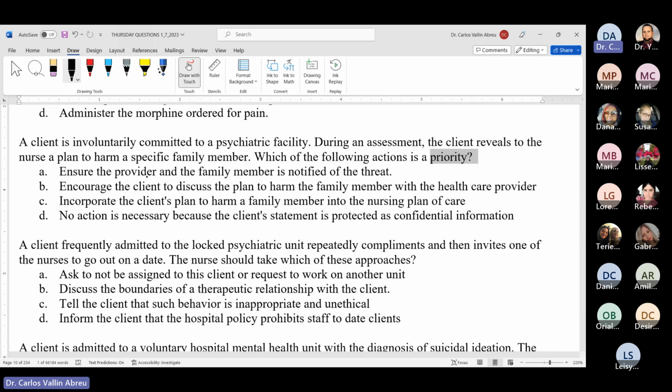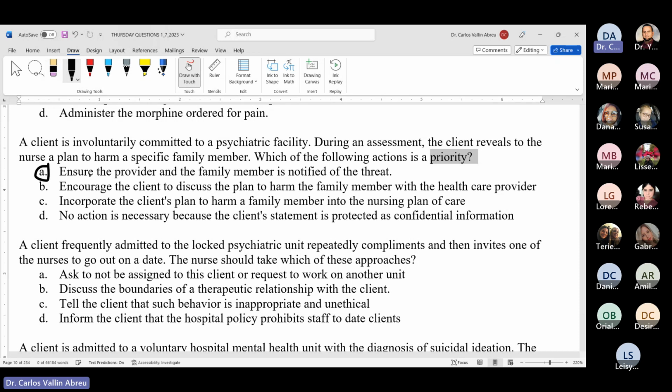Let's see. Ensure the provider and the family member are notified of the threat. Encourage the client to discuss the plan to harm the family member with the healthcare provider. Incorporate the client's plan to harm a family member into the nursing care plan. No action is necessary because the client's statement is protected as confidential information. The patient confided in you. What do you think is the best answer? Professor, A. Letter A, Professor.